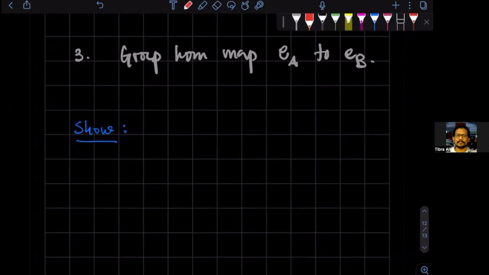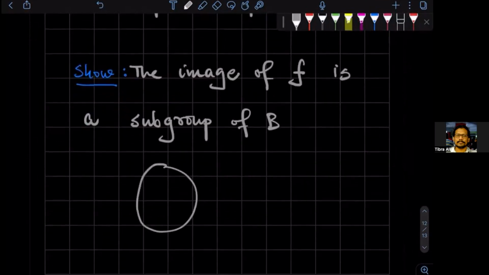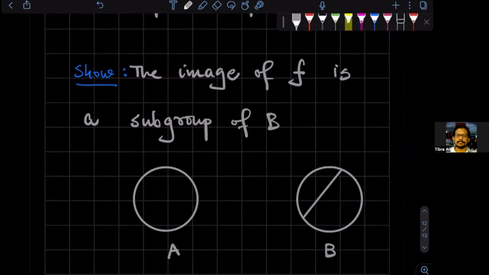So show that the image of the group homomorphism F is a subgroup of B, okay? So if this is my group A and this is my group B, and suppose that the group homomorphism is such that it's not onto, it doesn't map you to all of B, it just maps you to a subset of B, okay?